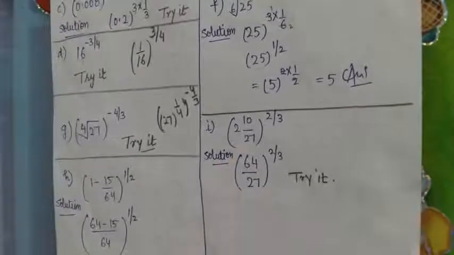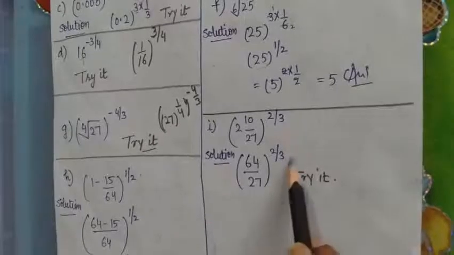So now I part. This one is given to you in mixed form. So your first step is you have to change it into fraction form. Then make the perfect cube.